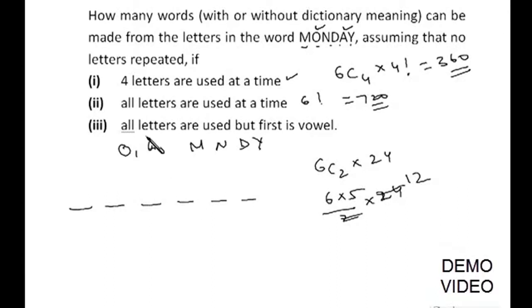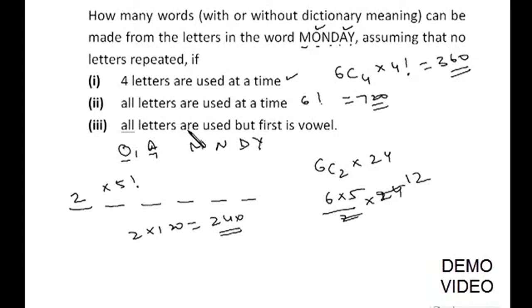Now according to the condition, the first letter should be a vowel. Now for the first place we have 2 choices, either O or A can come, right? Now the first place is filled up. Now we are left with 5 letters and 5 places, so the number of arrangements will be 5 factorial. So it is 2 into 5 factorial, 2 into 120, that is 240 ways.